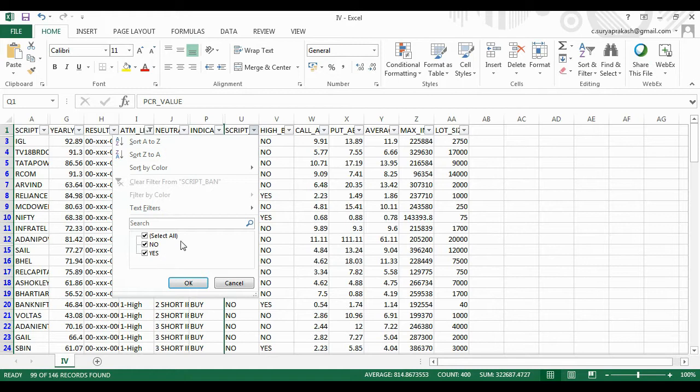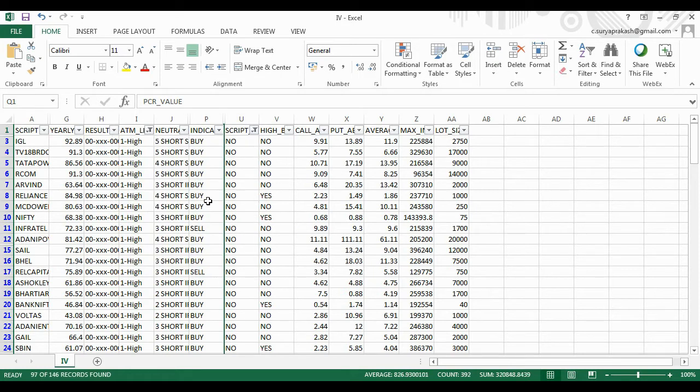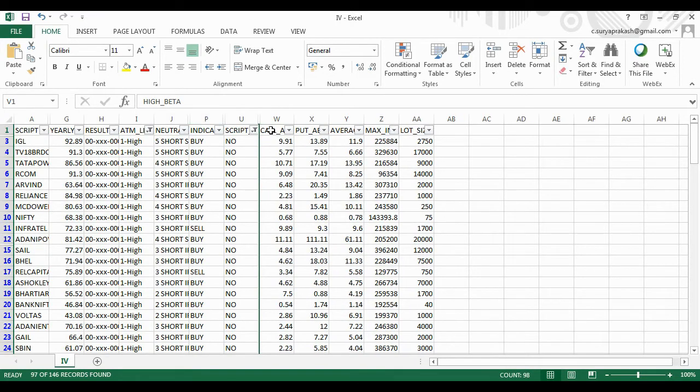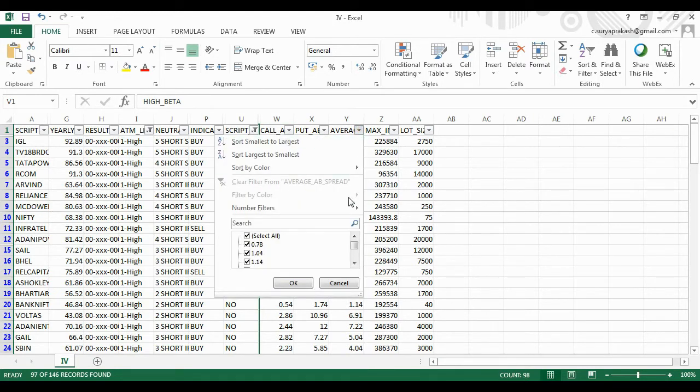There are some scripts under ban, so I'm going to select the scripts which are not under ban. You just have to deselect S so that the scripts under ban get filtered out. High beta stocks are of no interest to us. Call ratio and put ratio, I am not going to hide, but I'll not use these values. Instead I'll use the average value.